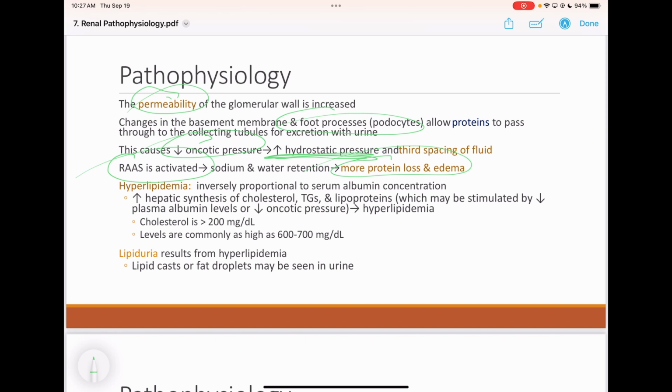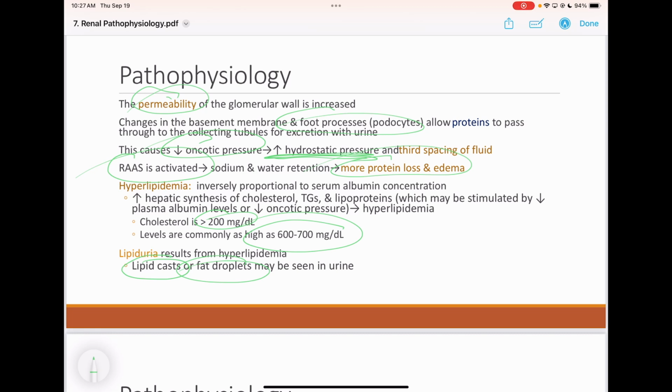Hyperlipidemia is there. Obviously, we have a lot of liver activity, so they're going to be producing a lot of that stuff. Normal cholesterol can be over 200. With these patients, it could be 600 to 700 for cholesterol. Massively high. The liver is producing cholesterol. And then lipiduria, so you will see, or you could see, lipid casts or fat droplets in the urine.